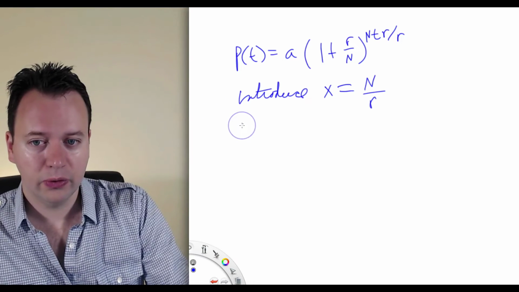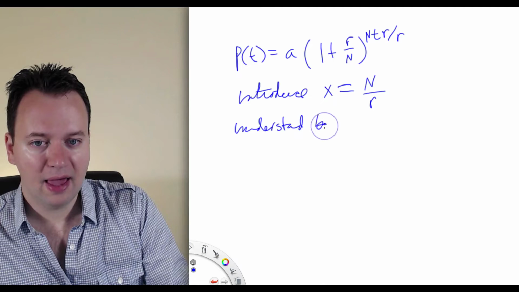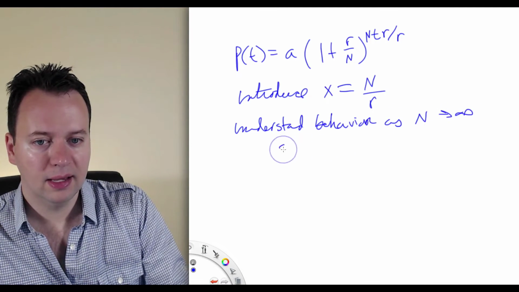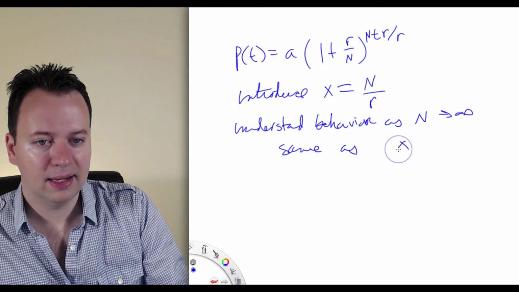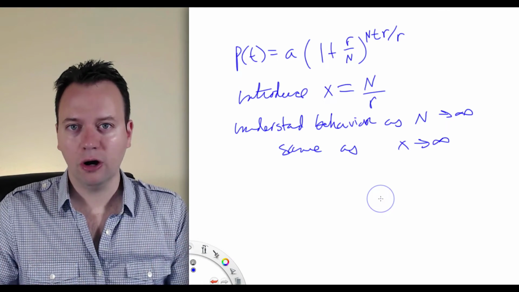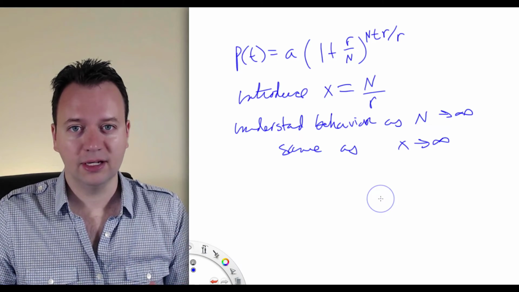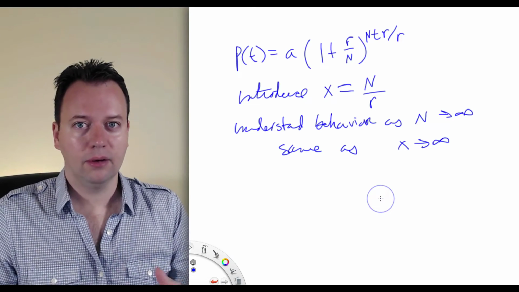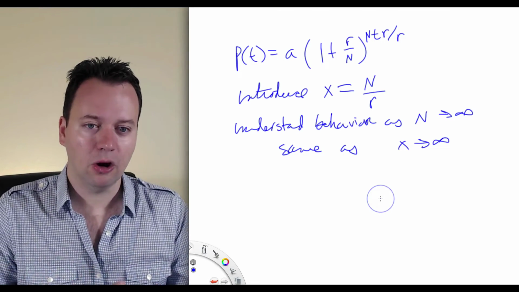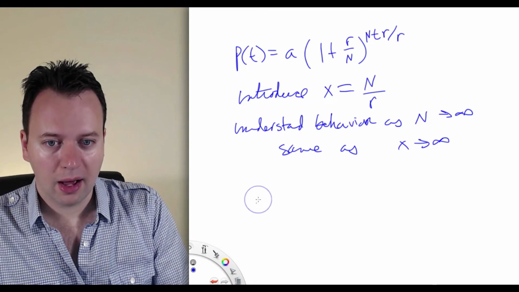So if we want to understand the behavior as n goes to infinity, it's the same as letting x go to infinity, right? If n is getting larger and larger, then x is getting larger and larger, right? 100,000 over 0.04, 1 million over 0.04, a billion over 0.04, still getting larger and larger and larger. And so let's rewrite this where we see the x.